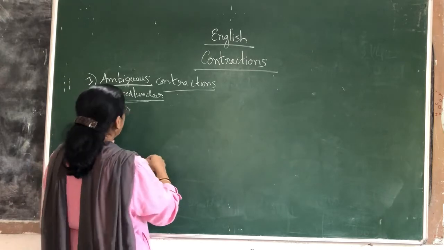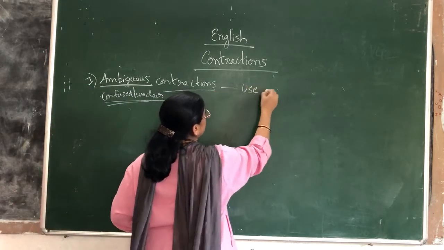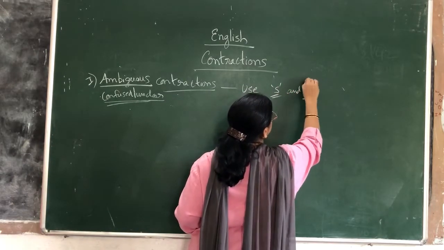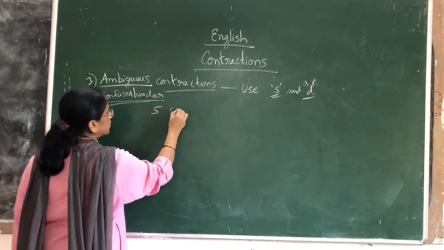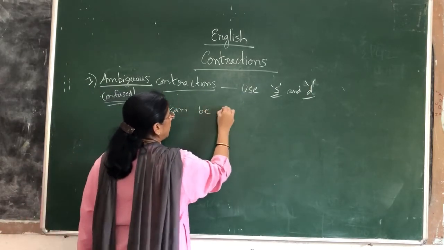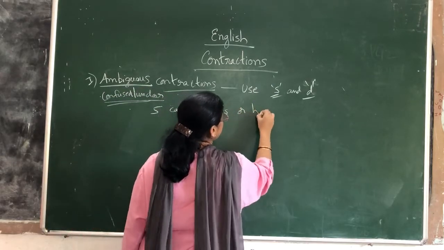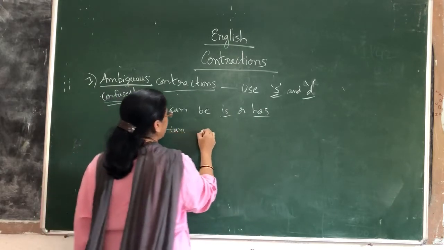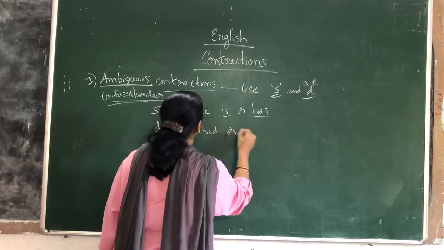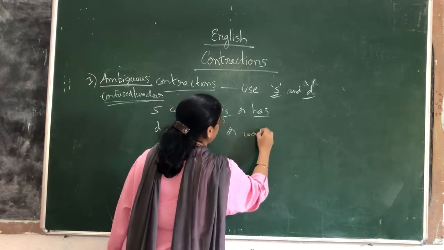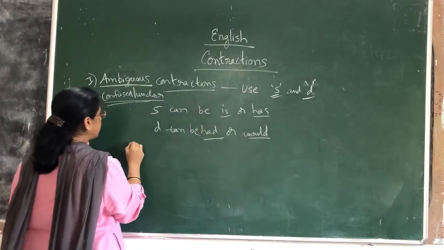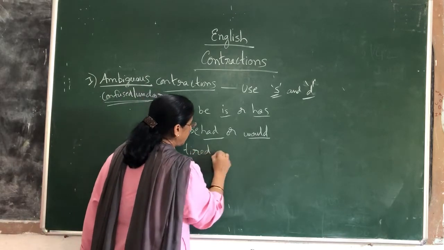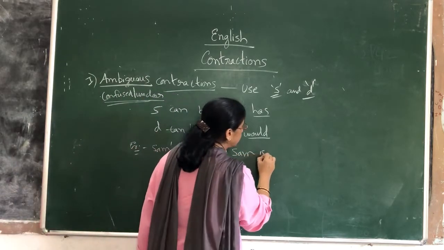Just see. So here use of S and D is different. Okay. S can be is or has. And when you use D, D can be had or would. So example: Sam's tired. Here what does it mean? Sam is tired.